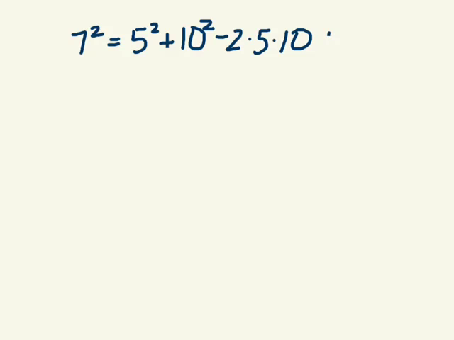So to find angle B, we're going to do 7 squared, since 7 is our little b. 7 squared equals 5 squared, which is our A, plus 10 squared, that's our C squared, minus 2AC cosine, and now it's cosine of B because we're looking for angle B. Same groupings as last time. We have our 5 squared and 10 squared. We're going to group together our 2, our 5, and our 10.